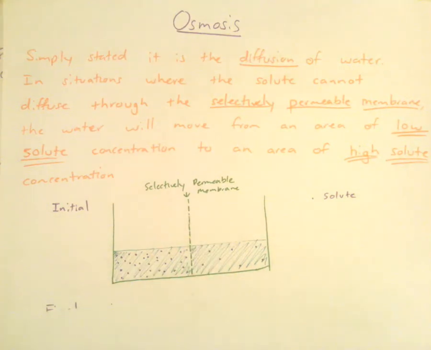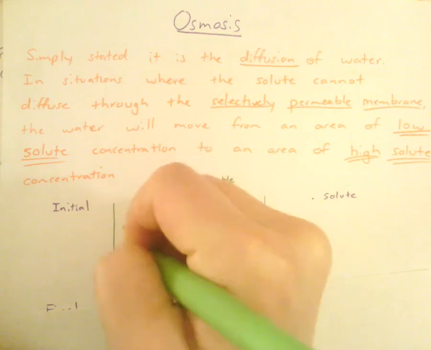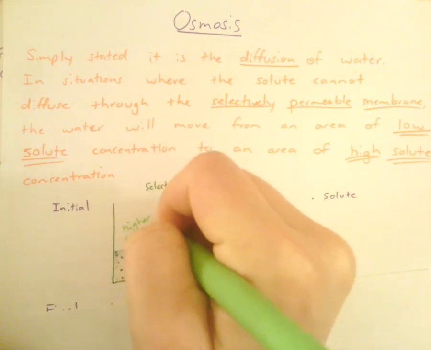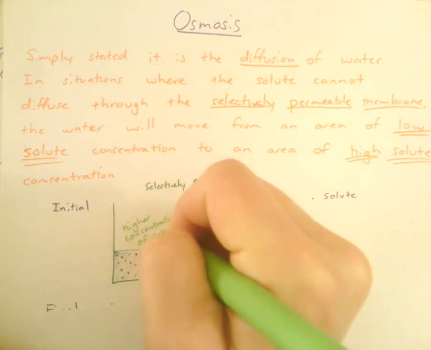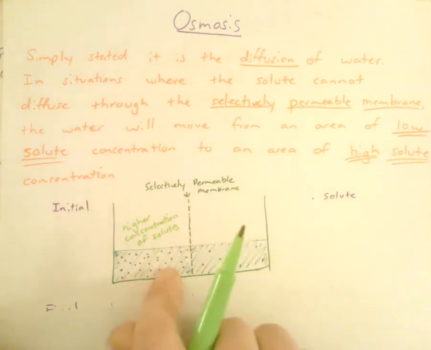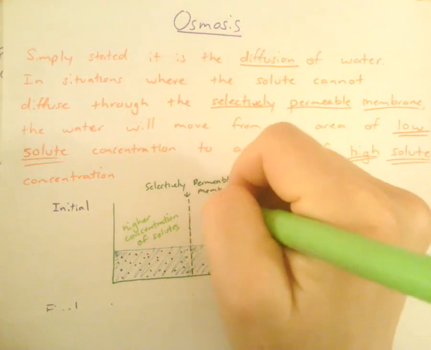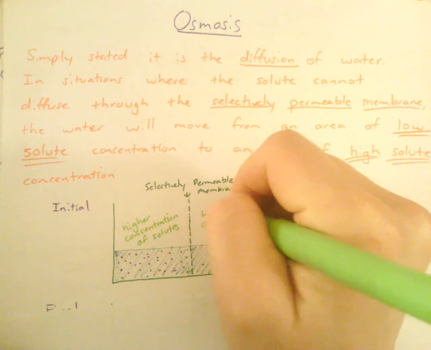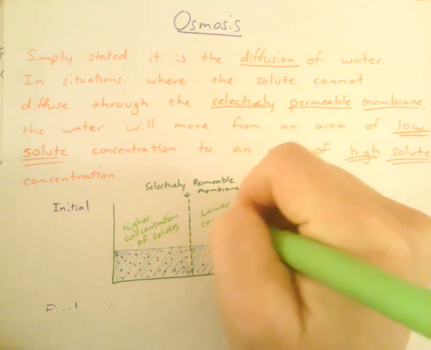So we have a higher concentration of solutes on this side, so on the left side initially, and on the right side we have a lower concentration of solutes.